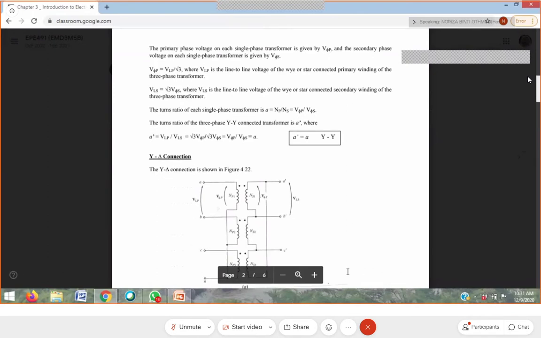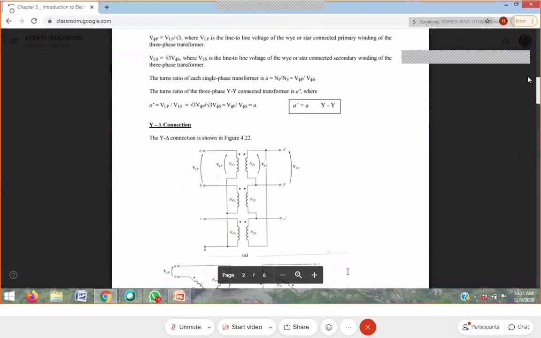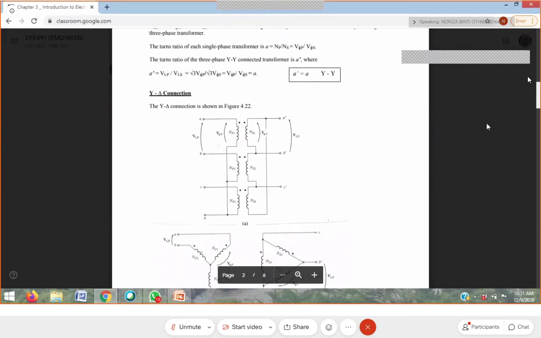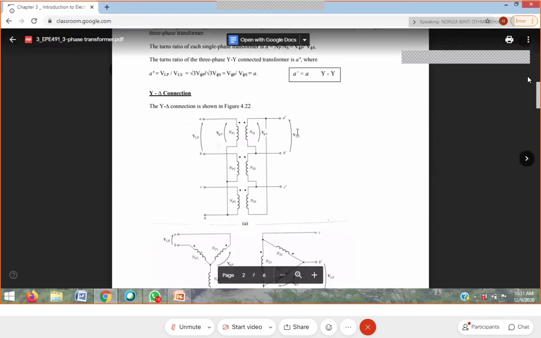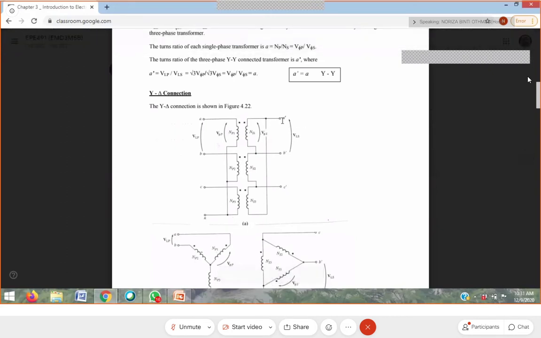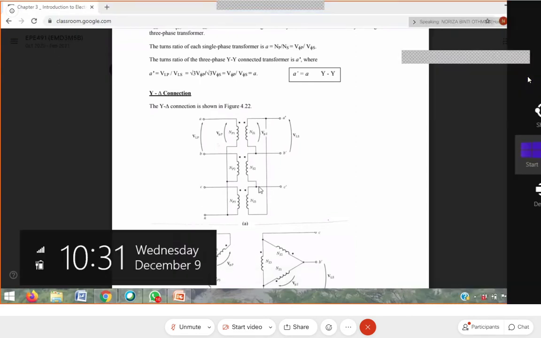Now we look at Y and delta, which means the connection in the primary is Y and the connection in the secondary is delta. For Y in the primary, we go from line A to neutral, line B to neutral, line C to neutral. Now look at delta: A connects to B. It has no neutral line. It goes straight from A to B, then B to C, then C back to A. So this is the connection of Y and delta. Can you see the difference between the Y and delta connections?